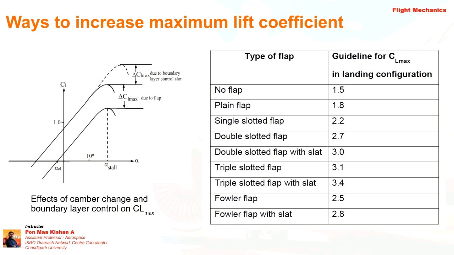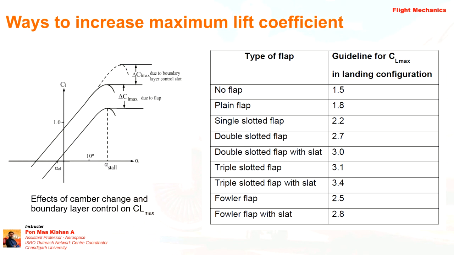If you use triple slotted flap, then we attain 3.1. If you combine triple slotted flap with the leading edge device, then we get 3.4. Then the Fowler flap and Fowler flap with leading edge device give 2.8. So from this table and the data, we can easily say that triple slotted flap with leading edge slat has the best performance, 3.4.